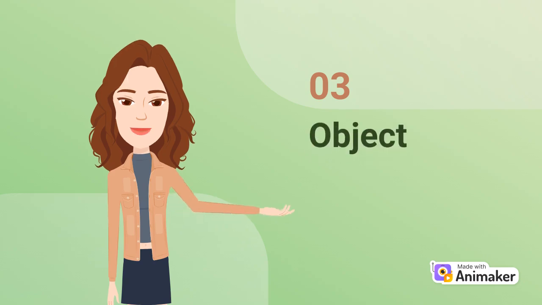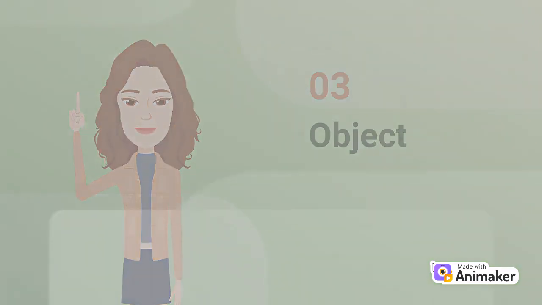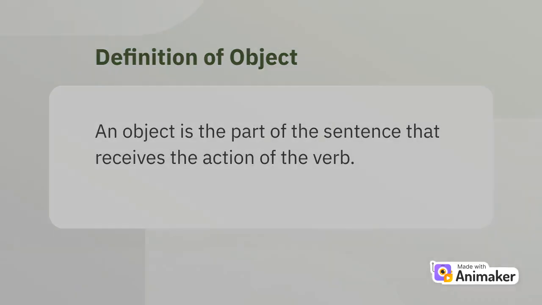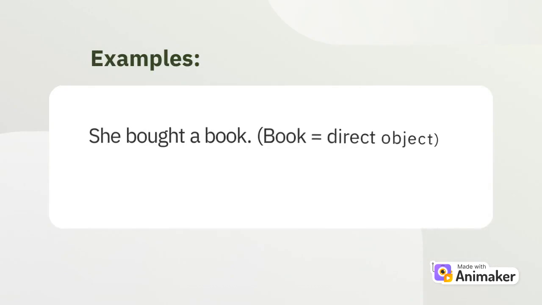Definition of object. An object is the part of the sentence that receives the action of the verb. Examples: She bought a book. Book equals direct object.